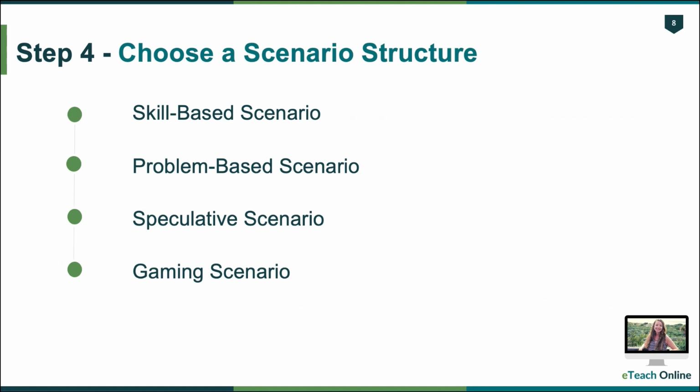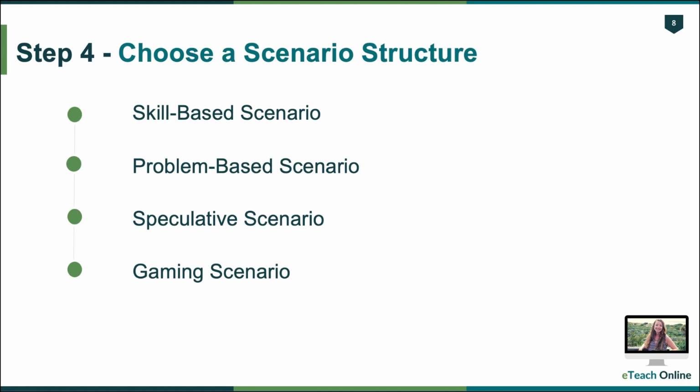There are a variety of types of scenarios. Each type is designed to teach a particular type of skill. You need to decide which type will most effectively and effortlessly transfer learning from the course to real life. Here are the different types. Skill-based scenario. In this type of scenario, the student is told to demonstrate skills and knowledge they have already learned. Problem-based scenario.